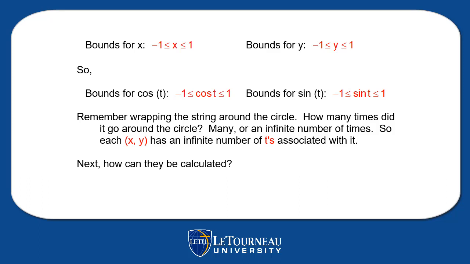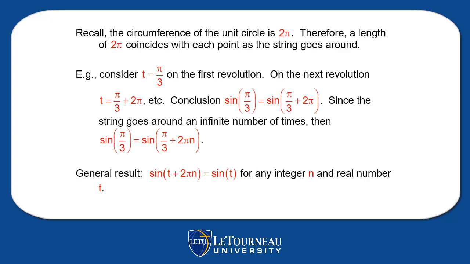Remember the last video. Remember wrapping the string. How many times did it go around? Many or an infinite number? So each xy has an infinite number of t's. Recall that the circumference of the unit circle is 2 pi. Therefore, a length of 2 pi coincides with each point as the string goes around.